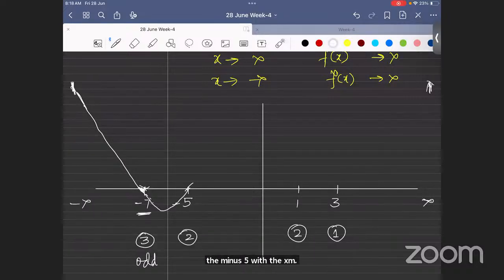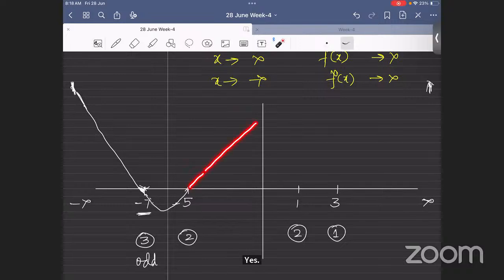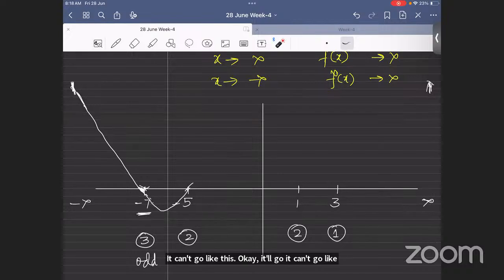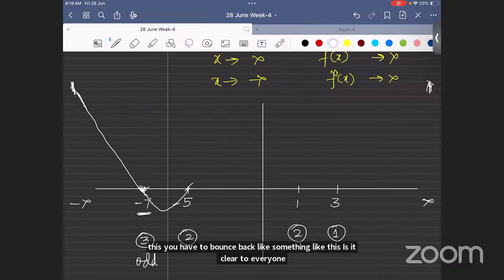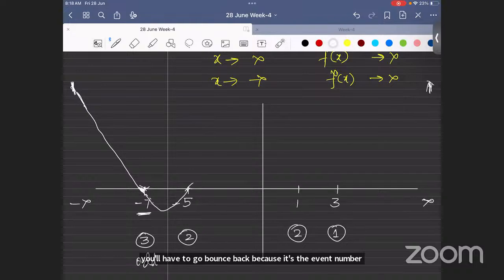But now it will see that the multiplicity is even. So if this is even, it can't cross the x-axis. It will have to bounce back, something like this. Is it clear to everyone? So it'll have to bounce back because it's an even number. Again, you should only know whether it's even. You should not be aware of whether it's 4, 6, or 8, how flattened it is. That is very difficult to know also.